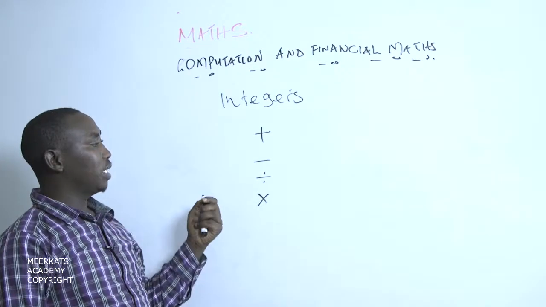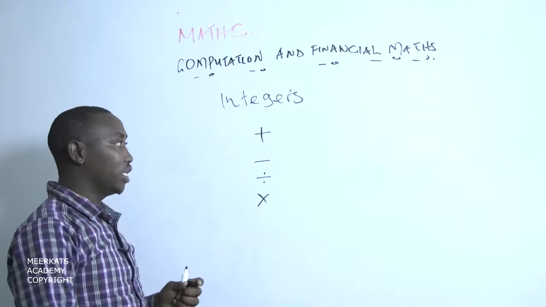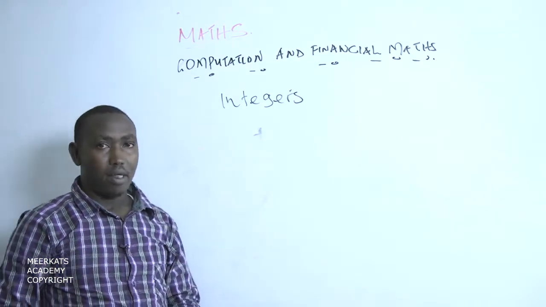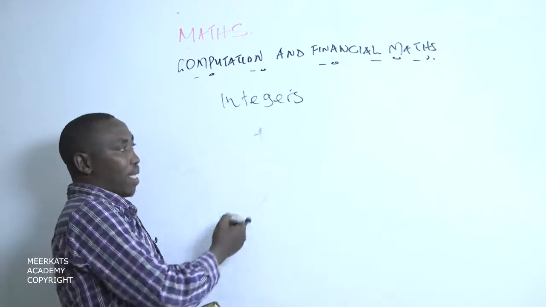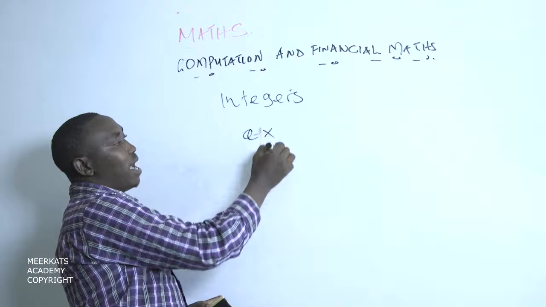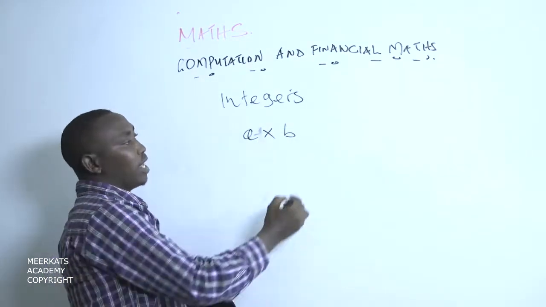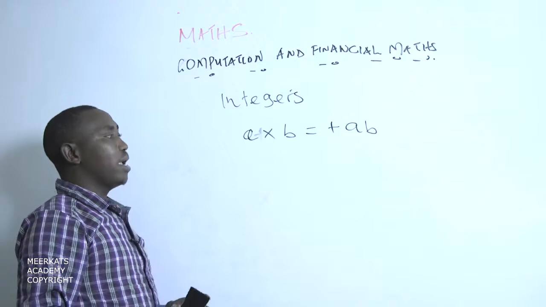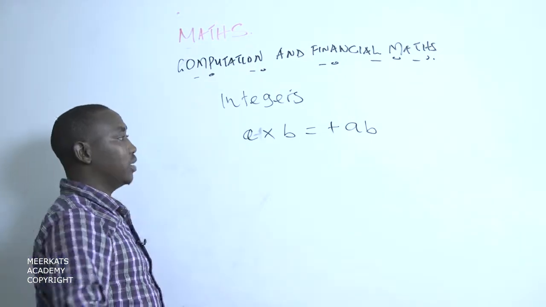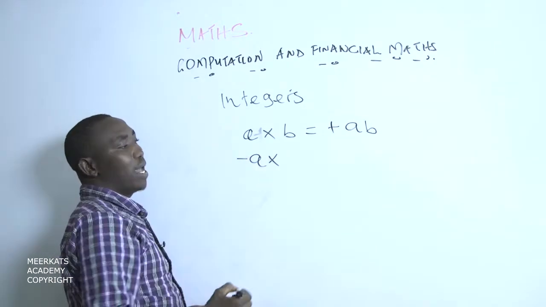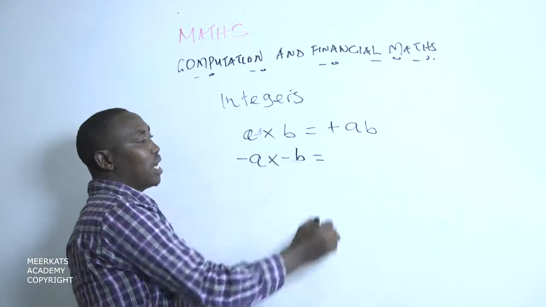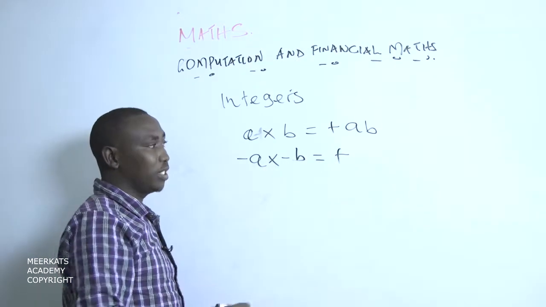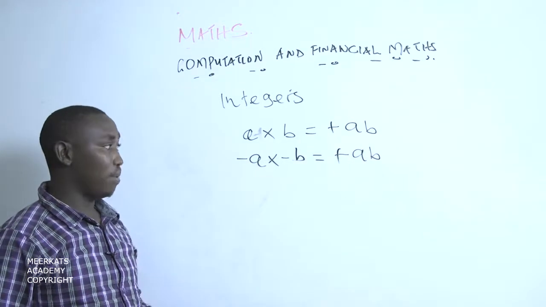However, I would like us to concentrate on division and multiplication of integers. Whenever you multiply a positive integer, say a, with another positive integer, say b, the result will be a positive integer, which is ab. In the case you are multiplying negative integers, say negative a multiplied by another negative integer, say negative b, the result is again a positive, since a negative and a negative will result to a positive. So the result will be positive ab.